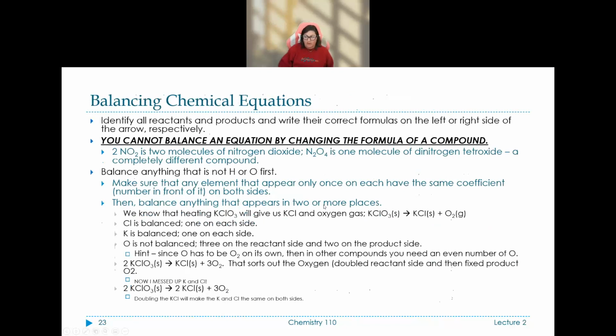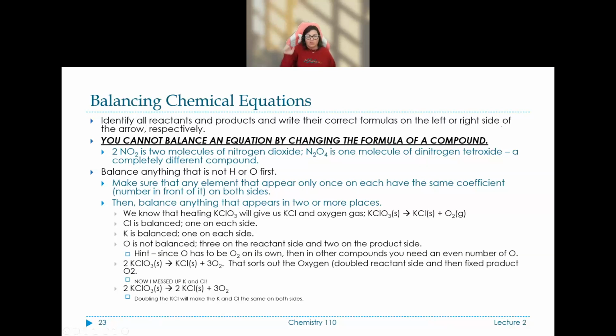Balancing chemical equations. Identify all reactants and products and write their correct formulas on the left side or right side of the arrow, respectively. So I need to know what substance I start with and what substance I finish with, and I need to make sure those things are written correctly. I am not going to balance equations by messing with the subscripts within a compound. That's not how we do this. Once this makes a compound, so if it's nitrogen dioxide, it can't become dinitrogen dioxide. We can't do it like that.